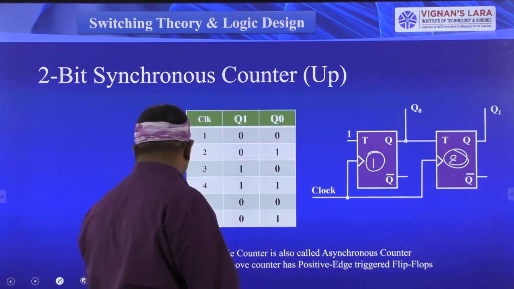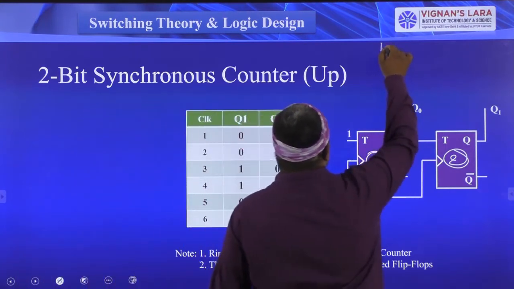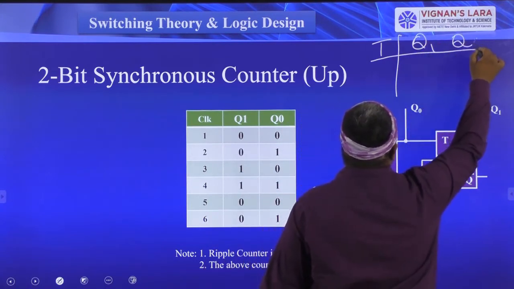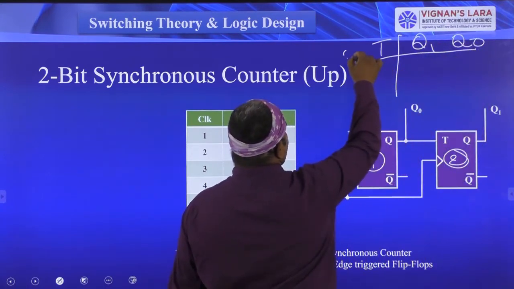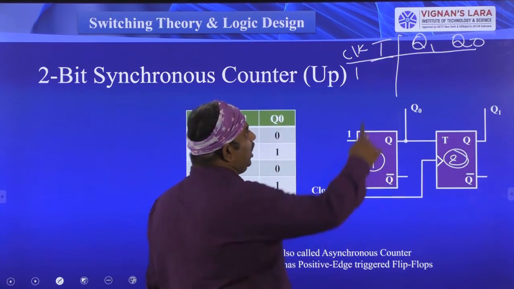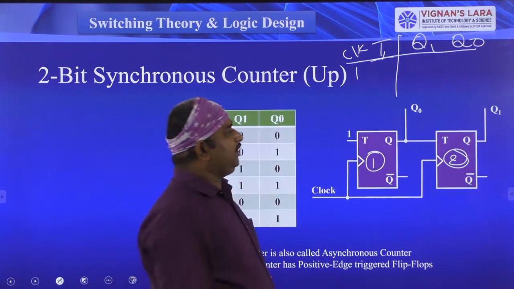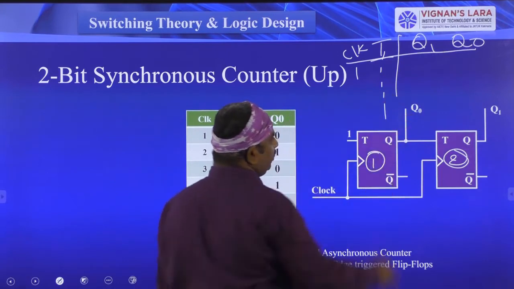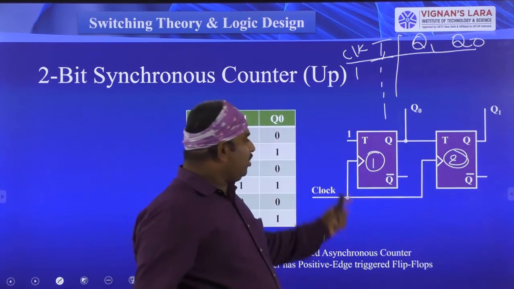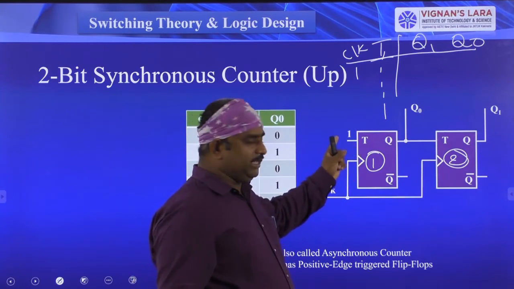Let us take one example. Here I am writing the T value, and here I am writing the Q1 and Q0 values. Here the clock is there, so I am giving the first clock signal, and the first flip-flop input T is always equal to 1. Now I am giving the first clock pulse. When I have given the first clock pulse, there is no change in the first flip-flop operation, so T is always 1.